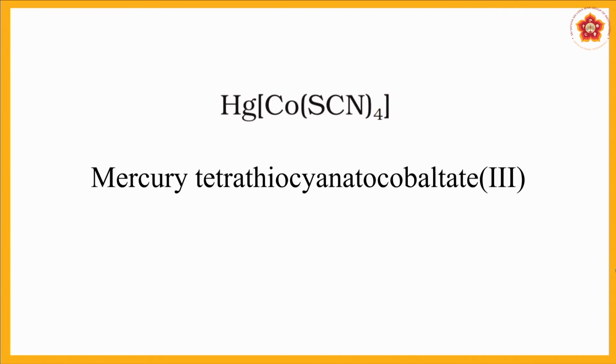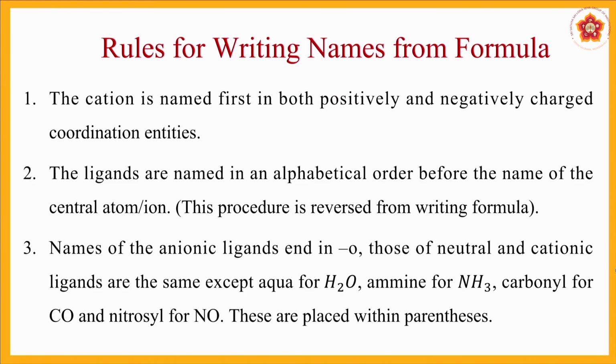So, having seen all these examples, let us go through some of the rules that are to be followed. The cation is named first, in both positively and negatively charged species. We have seen that the cationic part is written first. Ligands are written in alphabetical order. If it is an anionic ligand, you have to end it with O, like acetate should end up as acetato. Neutral ligands will have a special name like aqua, amine, carbonyl, etc.